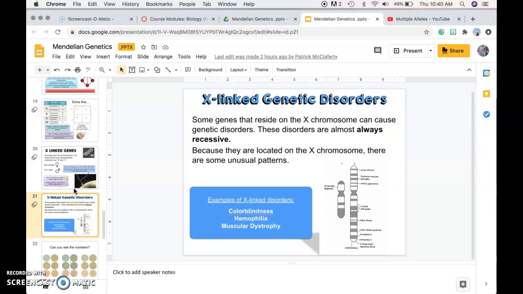X-linked or sex-linked, they mean the same thing. Genetic disorders are disorders that reside on X chromosomes. These disorders are almost always recessive, and because they're located on the X chromosome, there are some unusual patterns. Examples in humans of X-linked disorders are colorblindness, hemophilia, and muscular dystrophy. If you don't know what hemophilia and muscular dystrophy are, I would suggest you Google them.